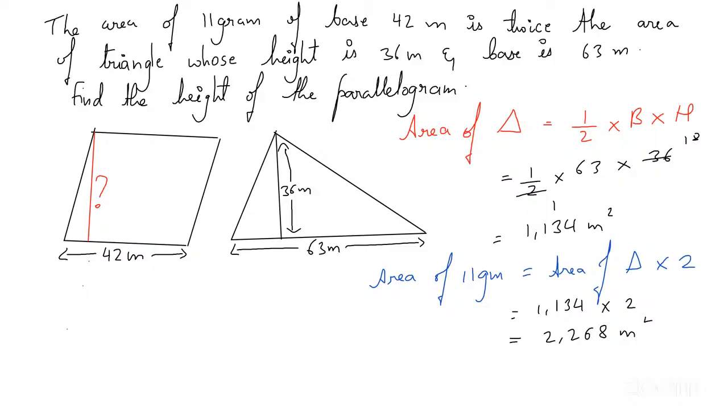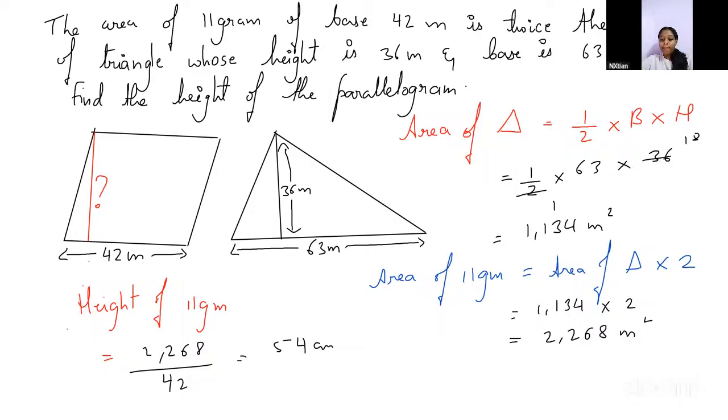Now we'll find out the height. Height of parallelogram equals area 2,268 by 42. How much? 54 centimeter is the height of this parallelogram. Understood? Yes, ma'am. Abraham, write this down.